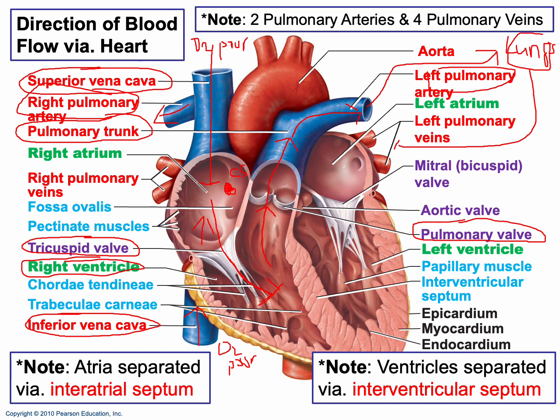And the blood will then make its way into the pulmonary veins. So here and here, because there's four of them. Likewise, the blood coming back here on the right side of the pulmonary veins. Pulmonary veins, of course, have that oxygen-rich blood. And that blood will spill into our left atrium here.